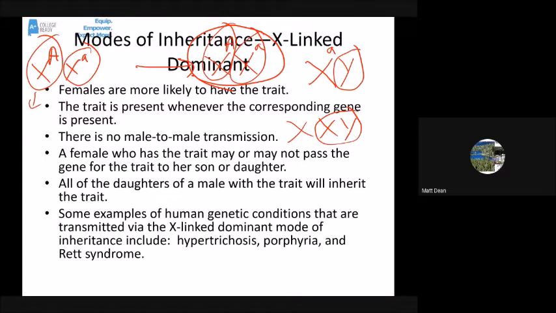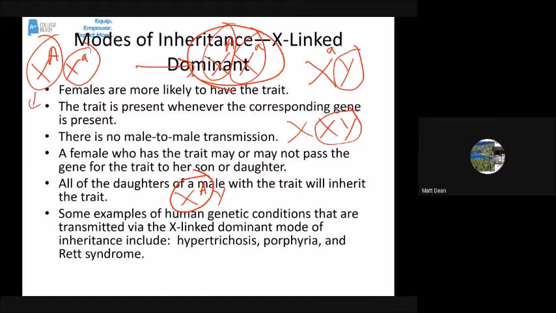All of the daughters of a male with the trait will inherit the trait. Because remember, for a guy to have a dominant trait, he has to look like so. And for him to make a daughter, the daughter has to get this chromosome, which is affected, has that dominant allele on the X chromosome.